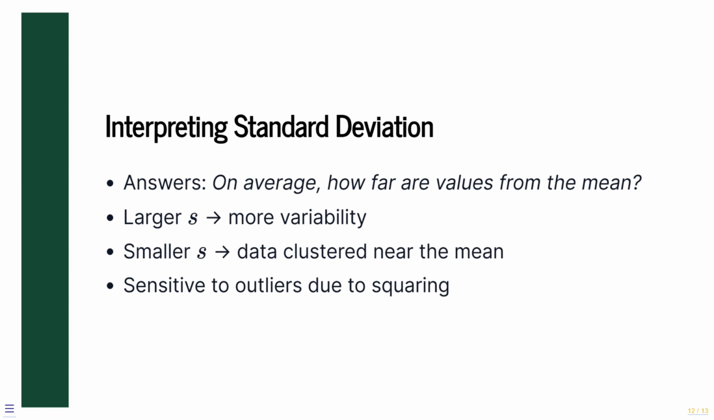Standard deviation answers a practical question. On average, how far do observations fall from the mean? A larger standard deviation indicates more variability, while a smaller one indicates tighter clustering. Because deviations are squared, the standard deviation is sensitive to outliers.